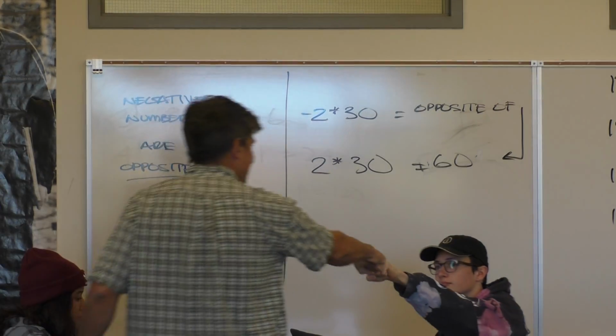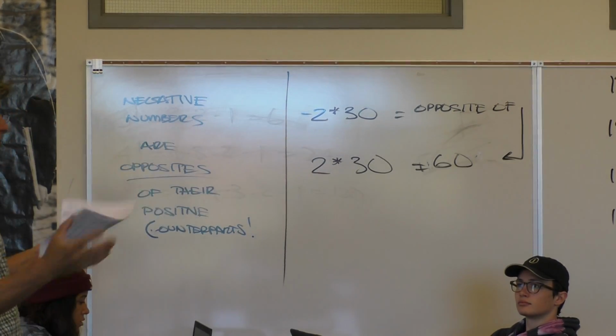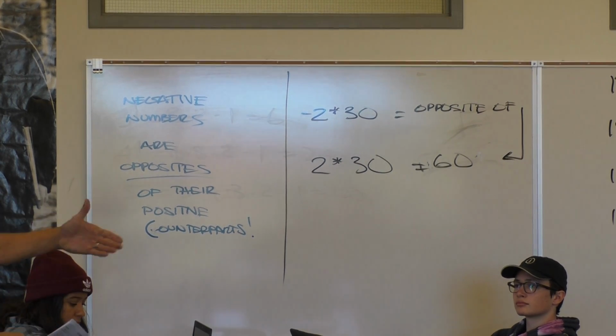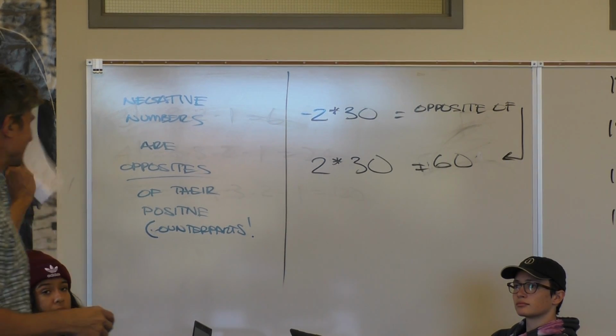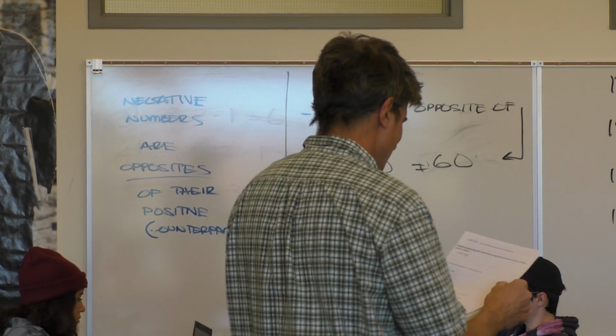I love it. It's the opposite again, yeah? 8 times 125 is 1,000, so negative 8 must be the opposite of that. I like it. It's a good series of statements.